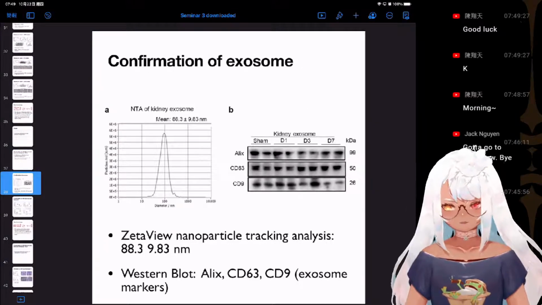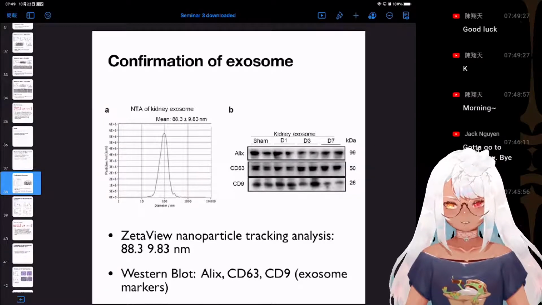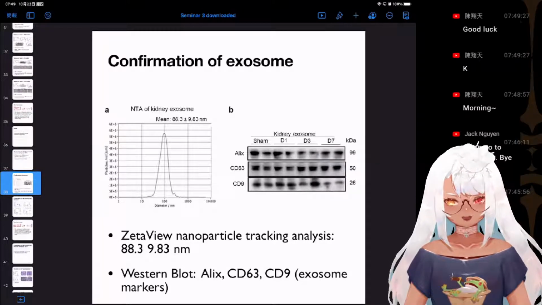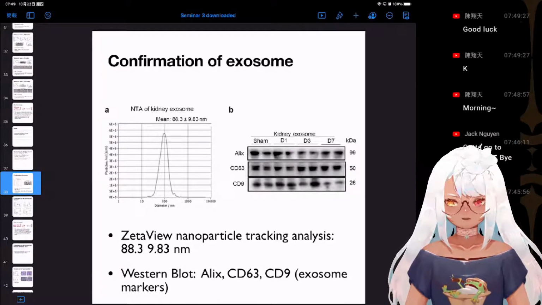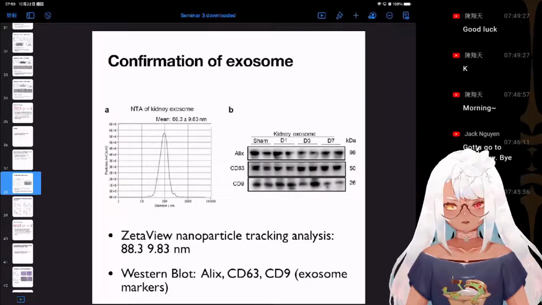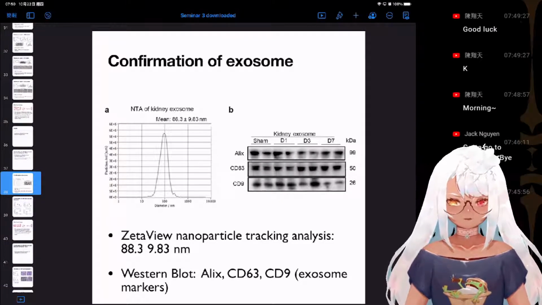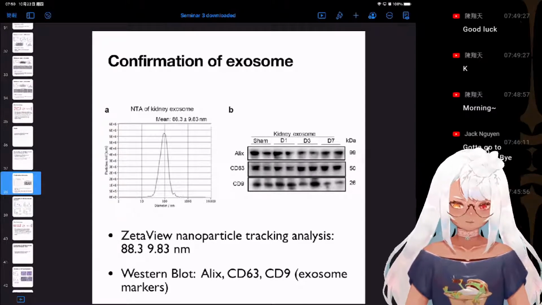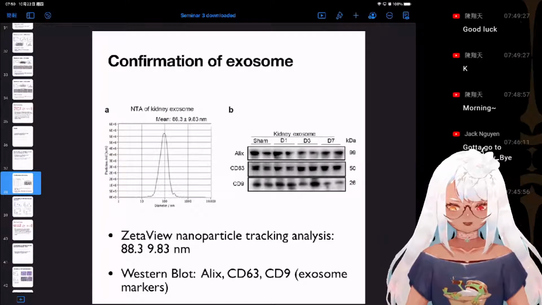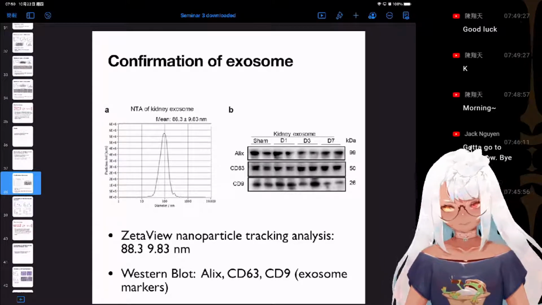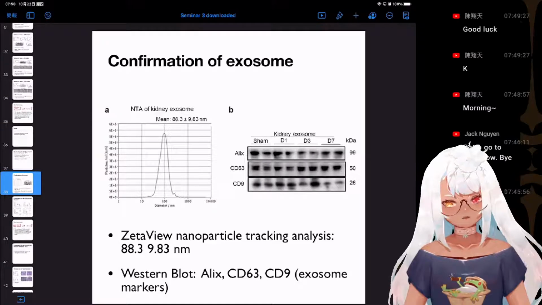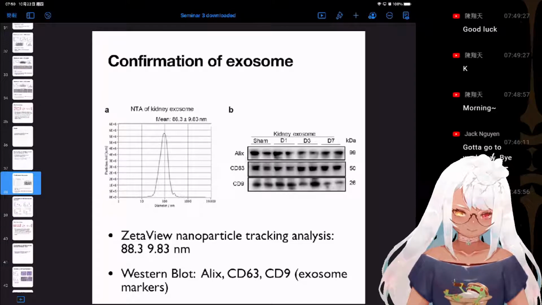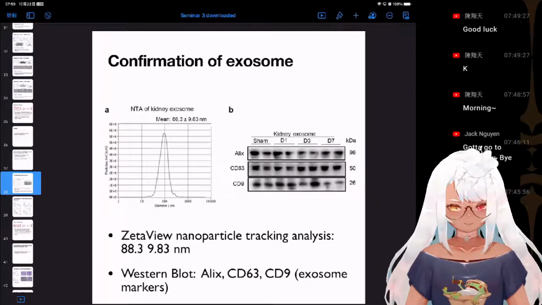Here, the author uses nanoparticle tracking analysis to characterize the size of the kidney exosome, and also uses Western blot for ALIX, CD63 and CD9, which are exosome markers. They confirm the existence of these kidney exosomes at day 1, day 3, and day 7 after the injury. It also appears in the sham too.